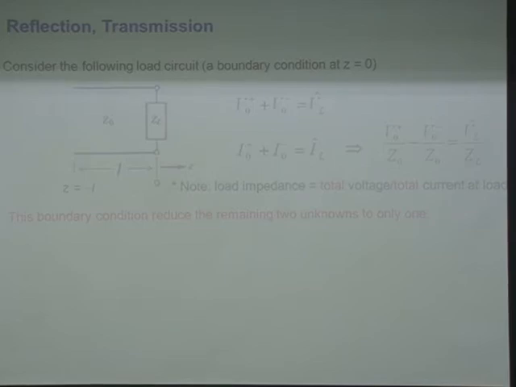Initially we have four unknown variables. The first reduction is due to the derivation of the characteristic impedance, which reduces four unknown variables to two. Now you are further reducing the unknown variables to just one because you apply a boundary condition right here. Later on we're going to apply one more boundary condition at the beginning, related to the generator, and then finally you can solve for all the unknown variables.